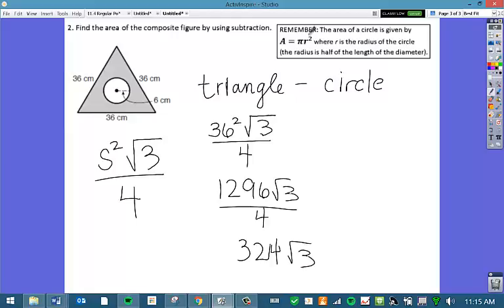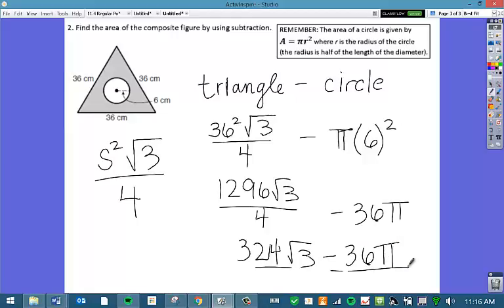And then the area of a circle, if you look up here in this box, the formula is pi r squared. My radius right here is 6. This is pi times 6 squared, just 36 pi. Now I can take this whole long, beautiful thing and type it in my calculator. 324 root 3 minus 36 pi gives me 448. Let's round to the nearest tenth: 10.1 centimeters squared.